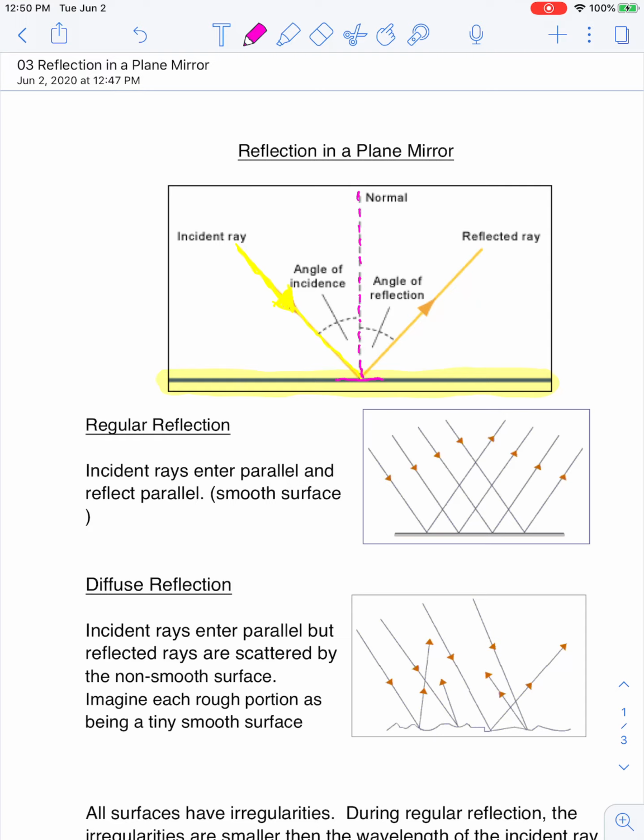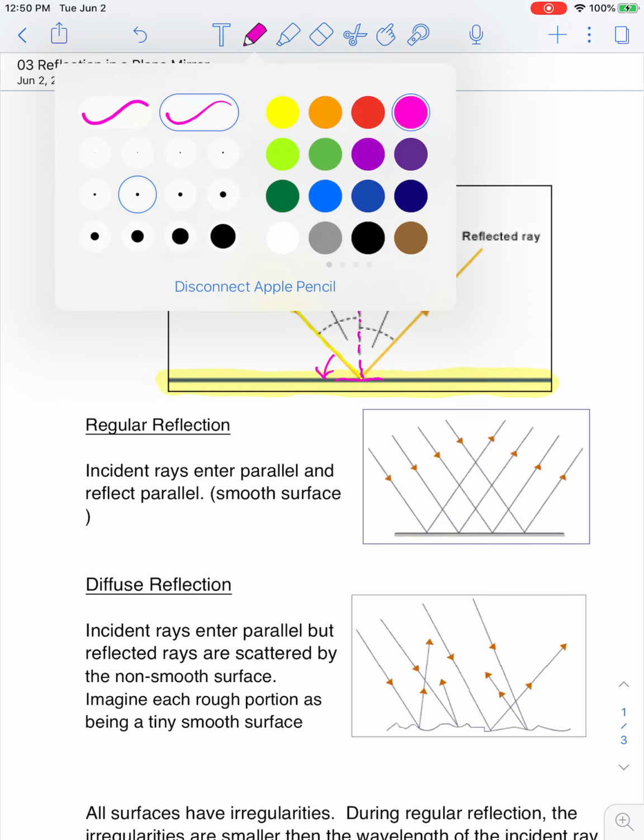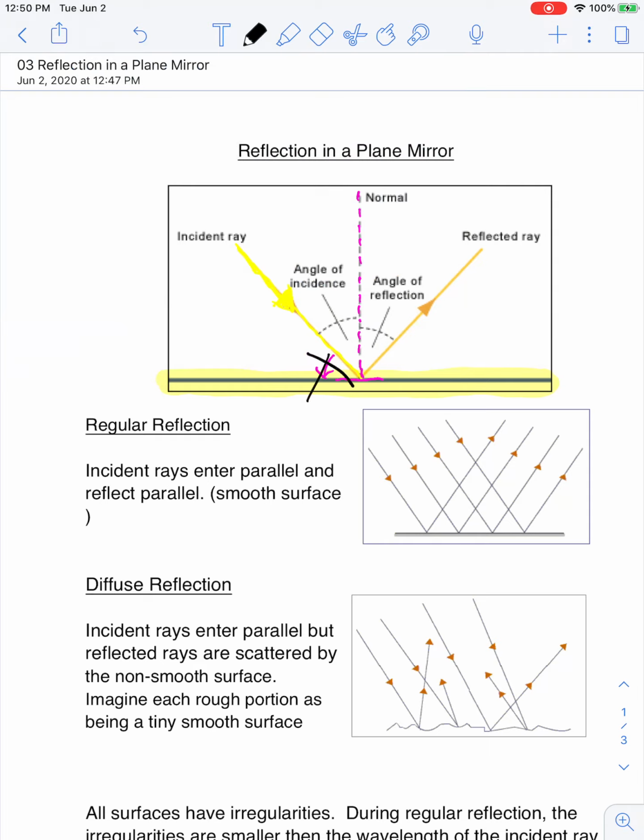A lot of people make the mistake of measuring the angle from the light ray down to the mirror, and that is most certainly wrong. You never want to do that. The only angle we're concerned with is the angle that the light ray makes with that imaginary perpendicular line called the normal. That angle is called the angle of incidence.